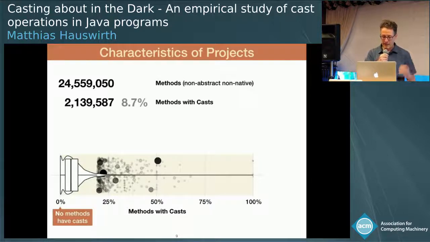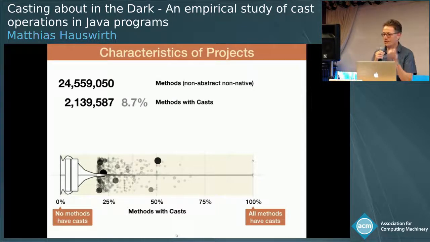On the left-hand side, you have projects with no methods containing any casts. On the right edge, you have projects, and they exist, where all methods contain a cast. But you can see that those are tiny projects. There are 4 data points there. One of them I know is some kind of server where everything is just in the main method. So there's a single method and by chance a cast.